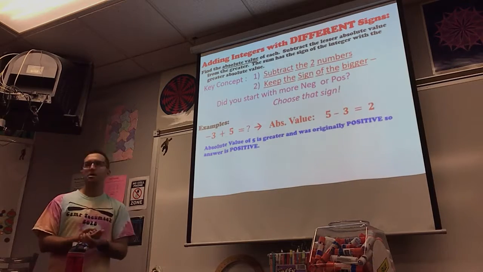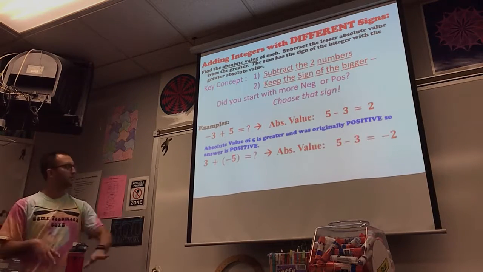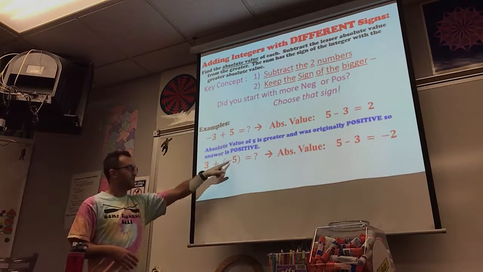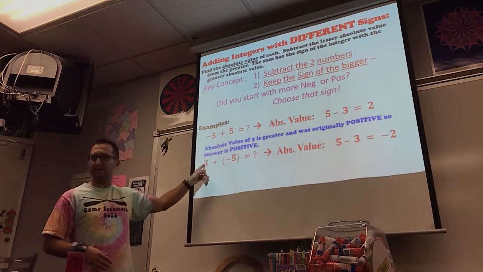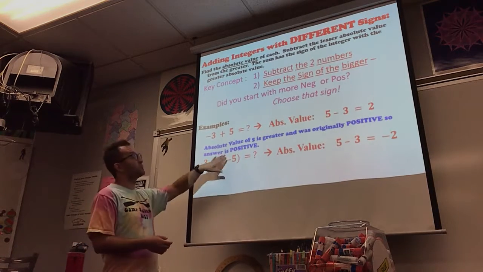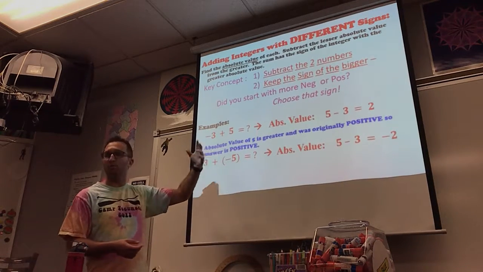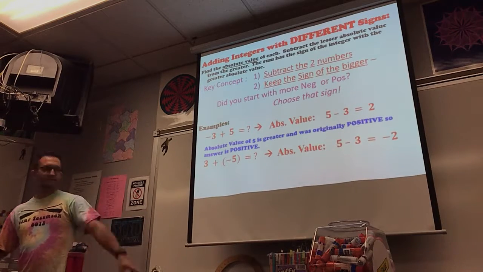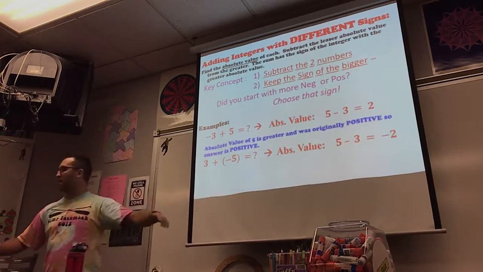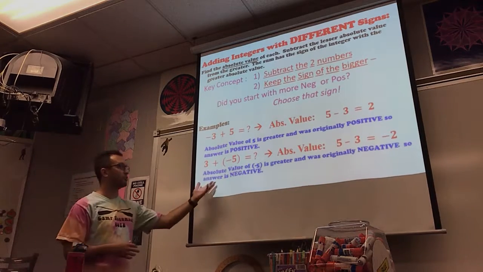Okay? Let's look at the other version of that. 3 plus -5. Which one has a larger absolute value? 5, right? -5. So you do 5 minus 3. But Mr. Strand, I thought this was the negative one. You're absolutely right. You subtract the two numbers and keep the sign of the bigger one. Which number is bigger, 5 or 3? 5. So you keep that sign, because it has the larger absolute value.